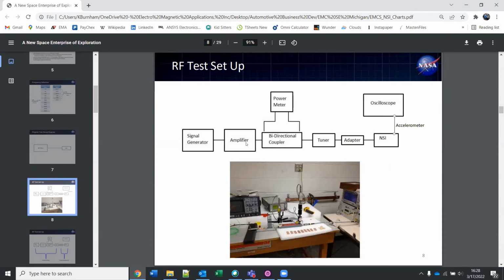And so this is what the test setup ended up looking like. We need a signal generator, we need an amplifier. We had a bidirectional coupler so we could see especially how much power was getting reflected off the interface. This let us do some tuning, trying to minimize the impedance mismatch, which is of course insane. The adapter is the part I'm going to talk about, and then there's the NSI itself and its monitoring equipment.